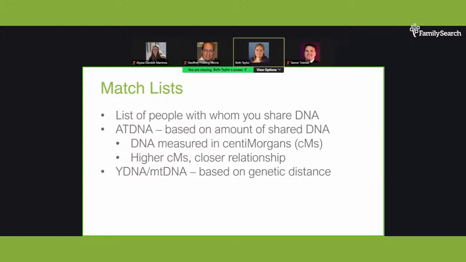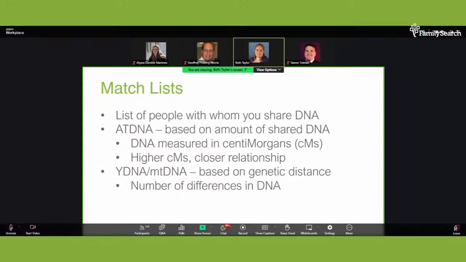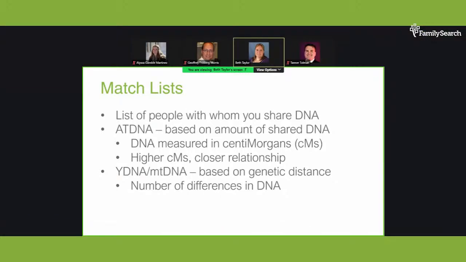For Y-DNA and mitochondrial DNA, it's actually based on what's called genetic distance, which is the number of differences between the DNA, sometimes also known as mutations. That just means, not that somebody's a mutant, but that when you look at the two Y chromosomes, there's a difference or a change, a mutation, between the two. So it's the number of differences, meaning that you're looking for lower numbers when you're looking at Y-DNA and mitochondrial DNA, and higher numbers when you're looking at autosomal DNA. So again, with Y and mitochondrial, the lower the genetic distance, the closer the relationship. You're looking for people at a genetic distance of 0 if you can find them.